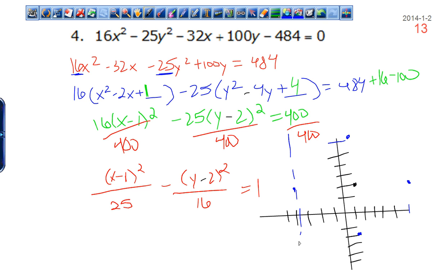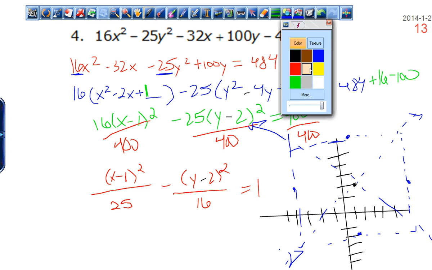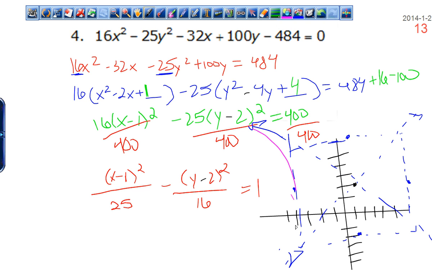And I draw my little box that helps me figure out where the hyperbola goes. Then I draw my asymptotes. We already determined that it goes horizontal because the x is first, or maybe you figured that out. So then I go in and draw my hyperbola. Boom, boom, boom, and boom. Really bad sketches. You got the idea though.